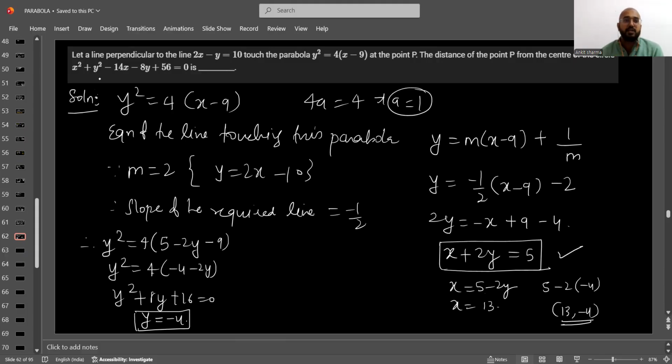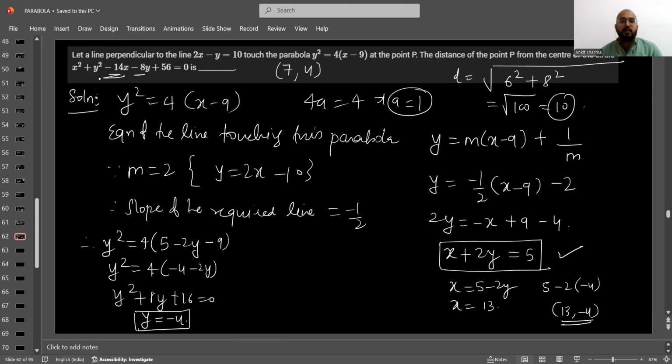Now I need the distance from the center of this circle. The center of this circle is negative g, negative f, which is 7 and 4. So now we need the distance. The distance formula you can simply apply. This turns out to be 7 minus 13, which is 6 square, plus 4 minus minus 4, which is 8 square. So 8 square plus 6 square is root of 64 plus 36, which is 100. This is equal to 10. So my answer would be 10.